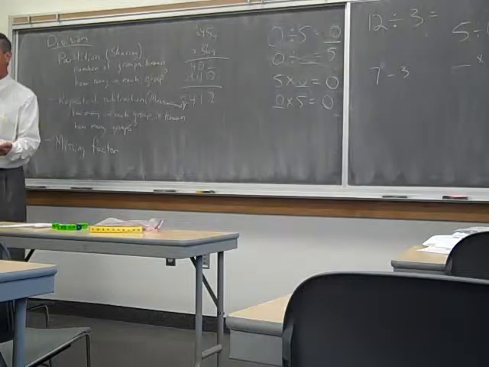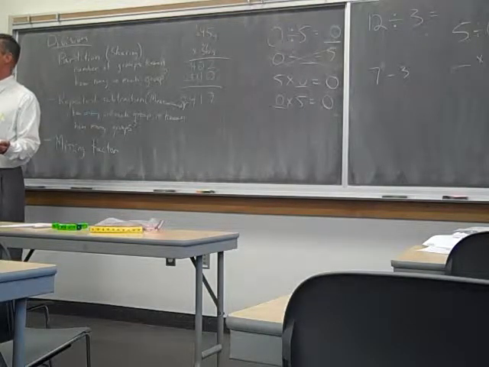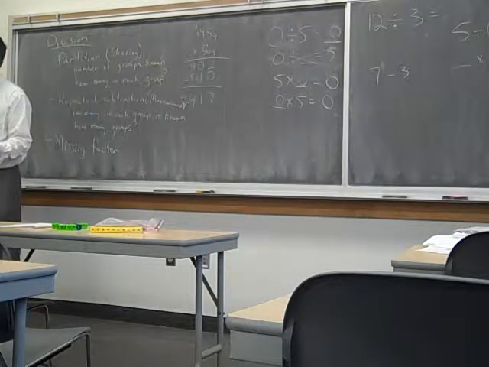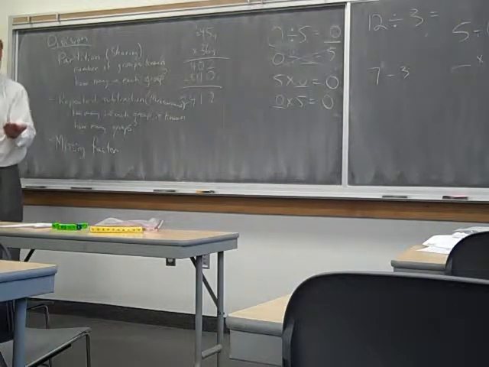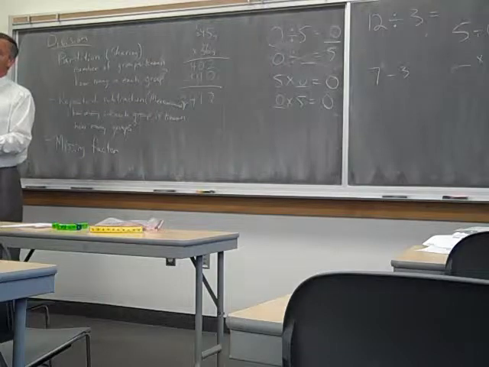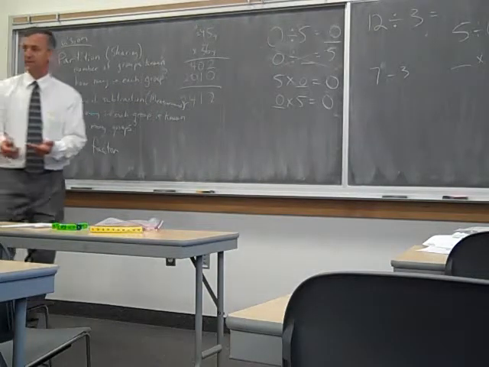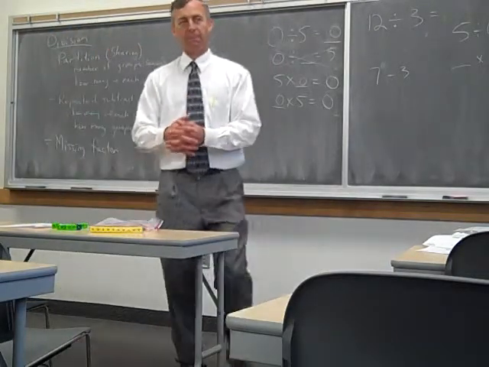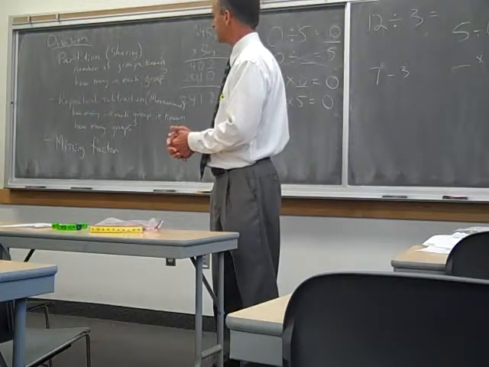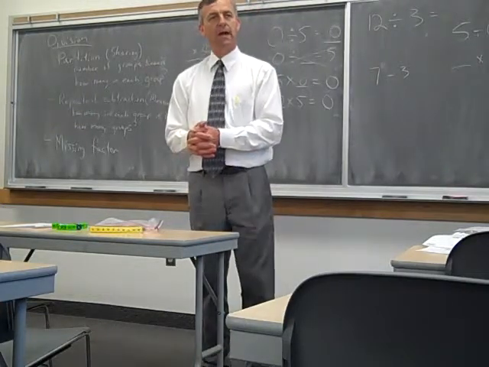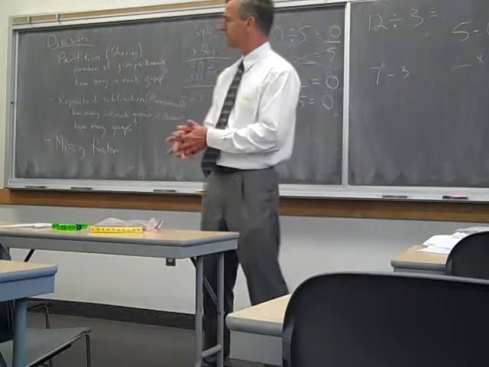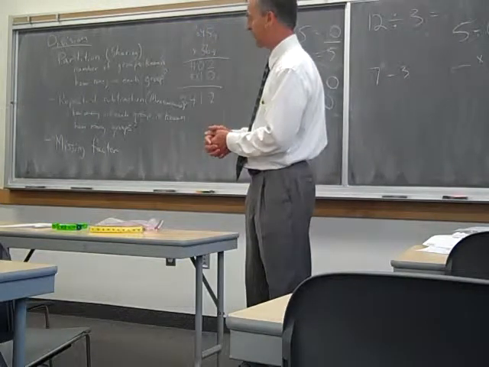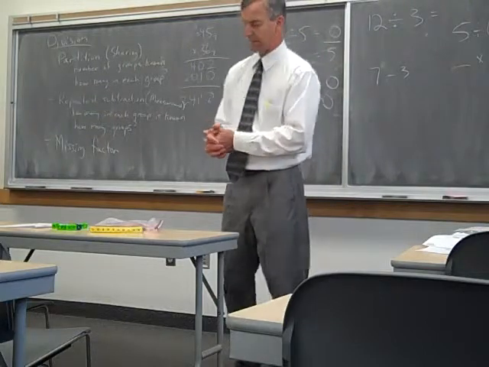But I can do 5 groups of 0 and have 0 left, right? Or I can have 10 groups of 0 and have 0 left. Does everybody see it? It's the same thing because there's many, many answers. Yeah. Okay.